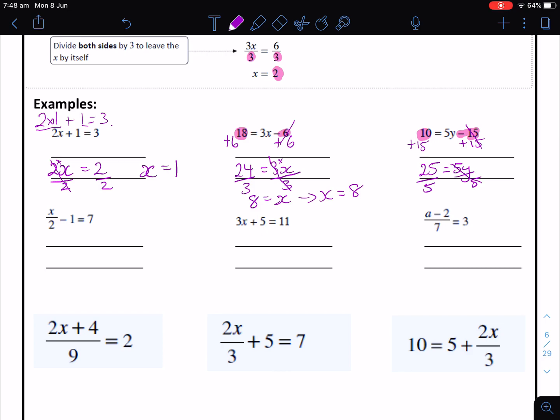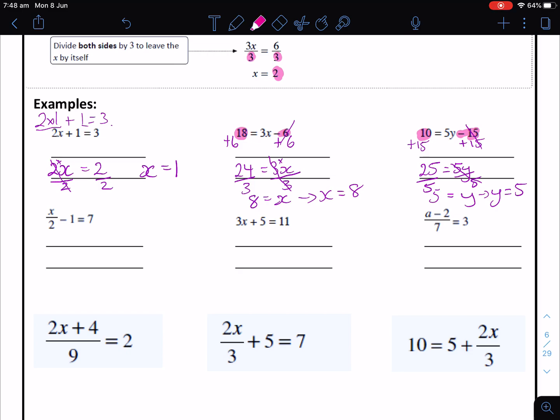The 5's cancel out, we're left with y, and 25 divided by 5 is 5, and again we'll just switch them around, so y equals 5. Okay, we'll just switch it to that. Again, you can put that into your equation and check it as well. Okay, let's look at the next one.